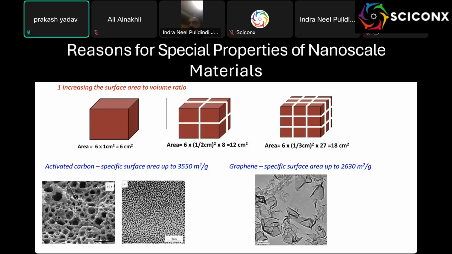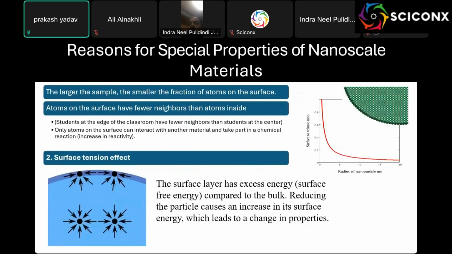And graphene we are also using in supercapacitors and batteries. This is due to their specific surface area. And another reason is again about properties, on the right side. You clearly see on a graph, if the radius of the nanoparticles decreases, then the surface to volume ratio also increases.